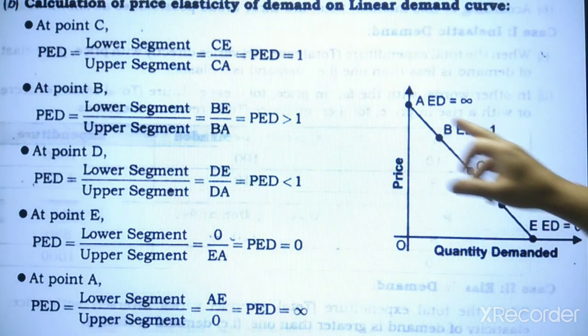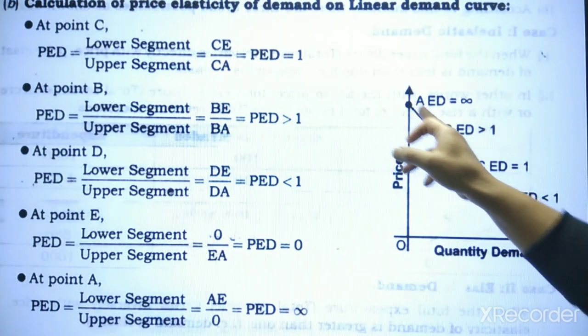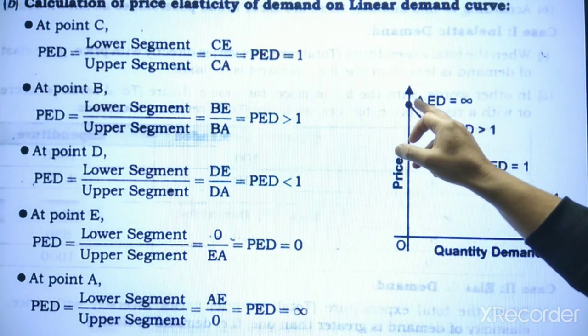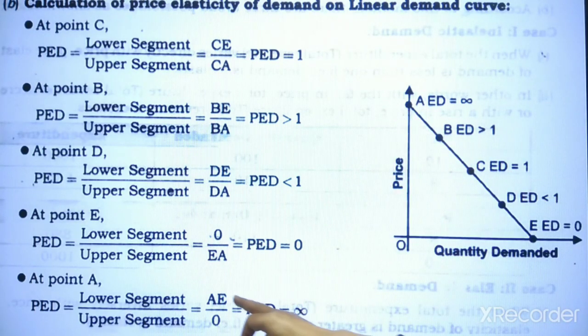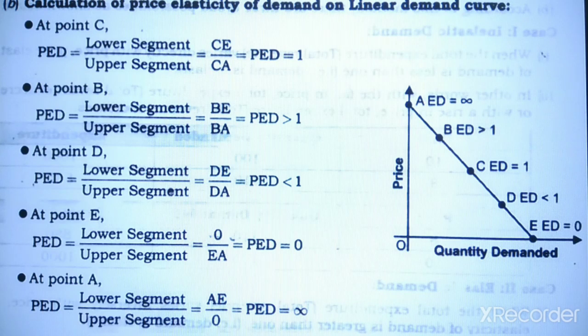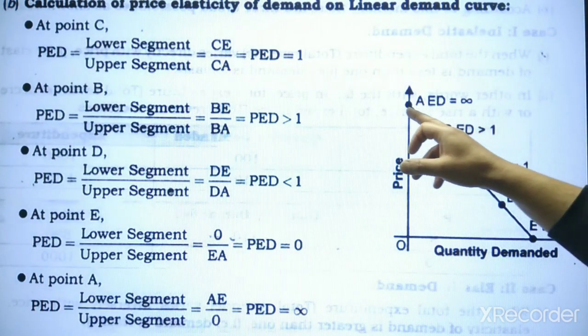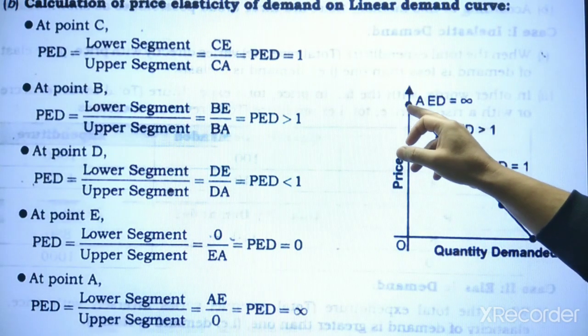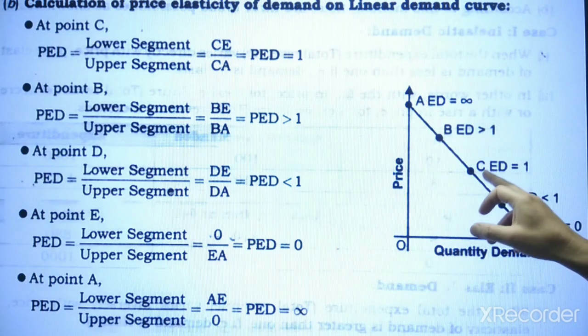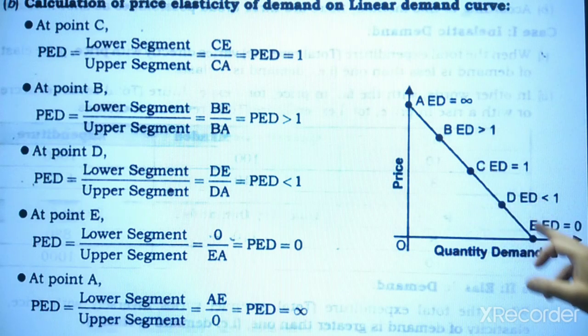Now at point A, the lower segment is AE upon an upper segment of 0, because point A itself lies on the y-axis. So any number divided by 0 is infinity. So at A, elasticity of demand is infinity. So this is perfectly elastic demand. Between A and C, this is elastic demand. At C, unit elastic demand. Between C and E, it is inelastic demand. At E, it is perfectly inelastic demand.